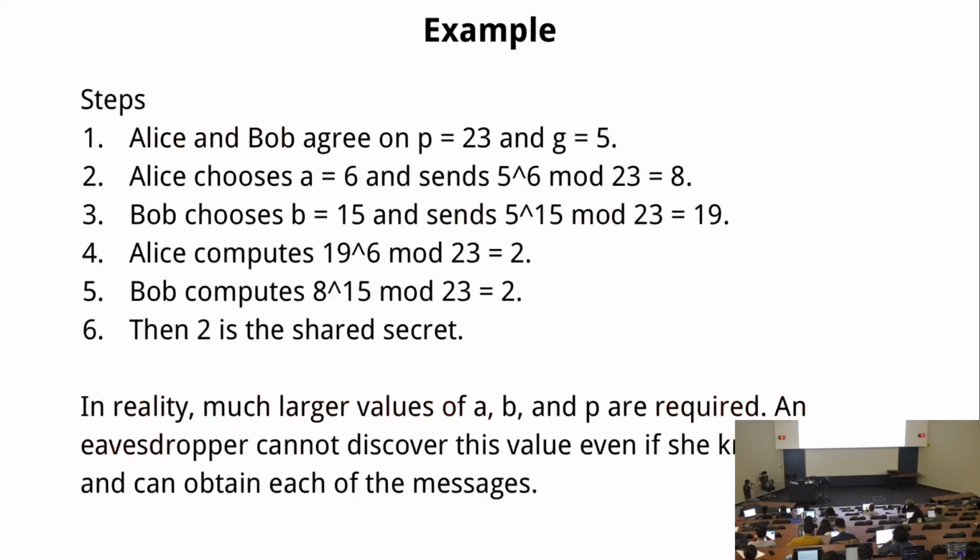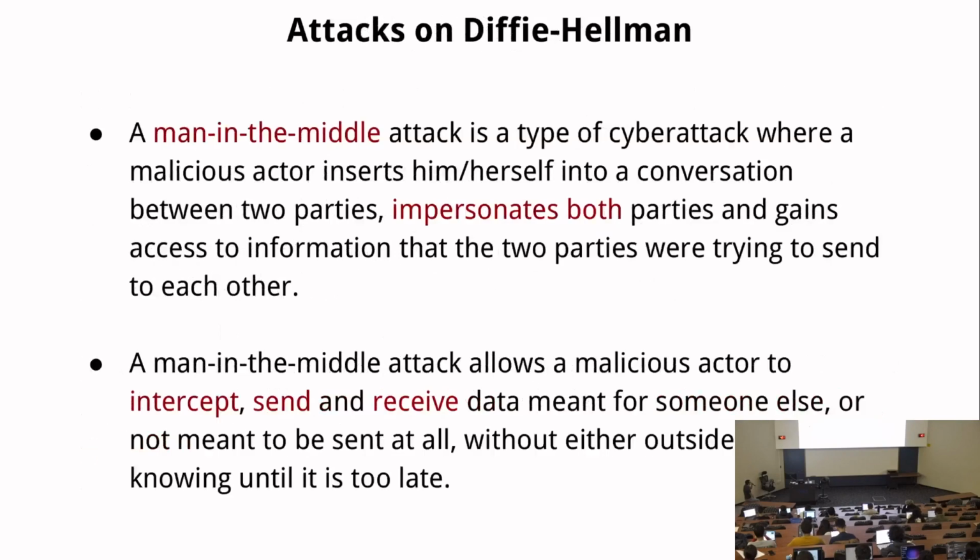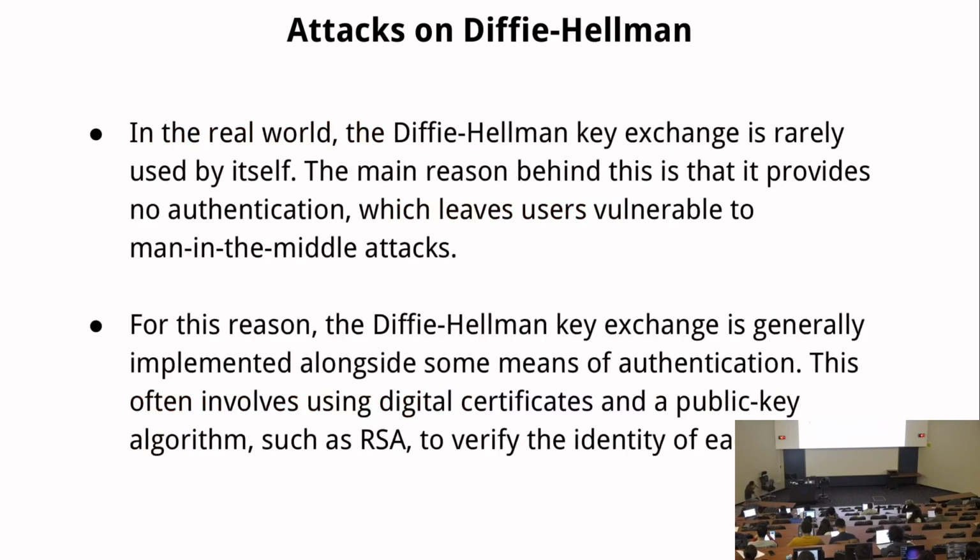For example, Alice sent Bob the number 8. How does Bob know that number 8 is from Alice, not from someone else? But we don't have a mechanism to prove the authenticity of that message. So that's why in the real world, we do not really use Diffie-Hellman key exchange alone.